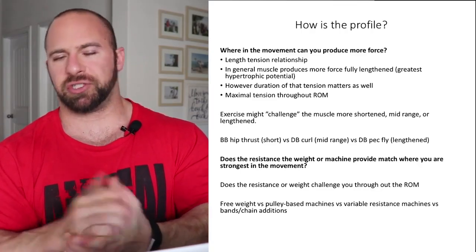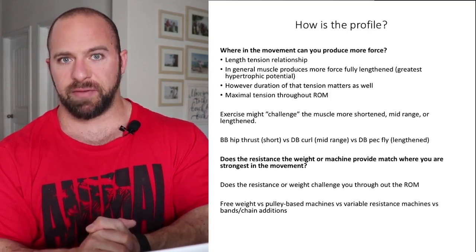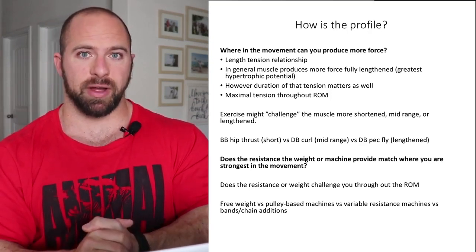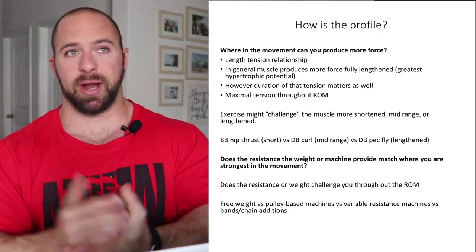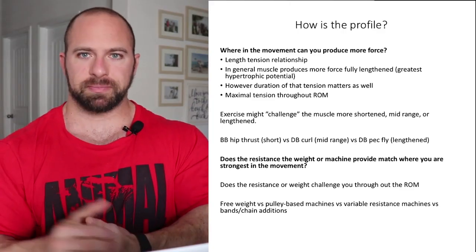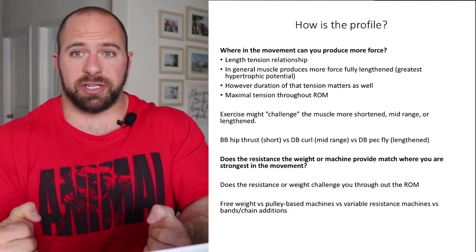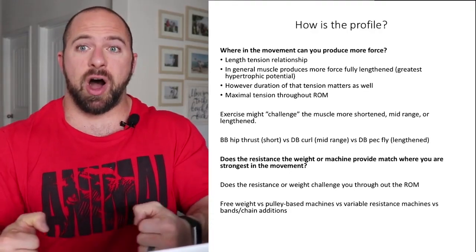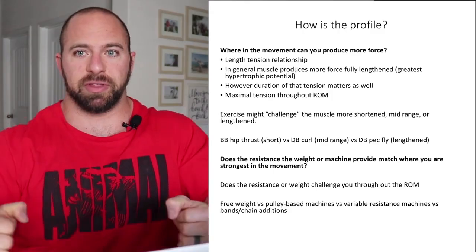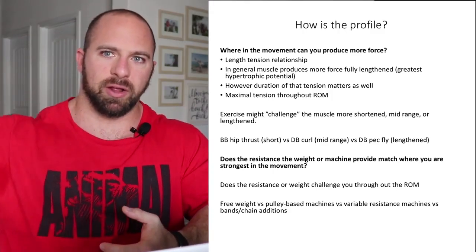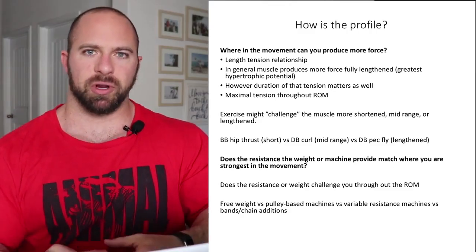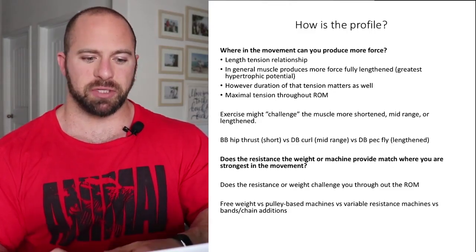So a lot of your machines out there can have a lot better resistance profiles than what just a free weight might do. A great example of this is a machine lateral raise. Machine laterals that you get in, and you have a constant resistance throughout the full range of motion for the deltoid. Like with a dumbbell, you have basically no resistance at the bottom and only a little bit at the top. So that matches up your strength and resistance curves a much better way.